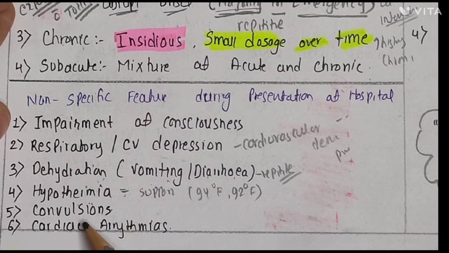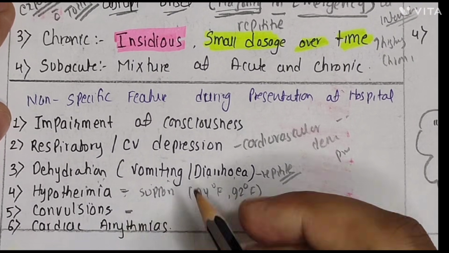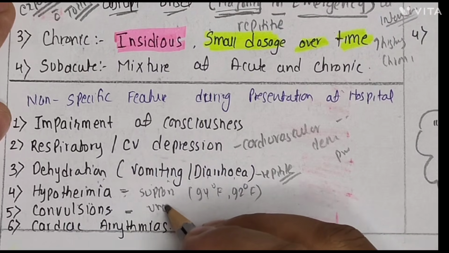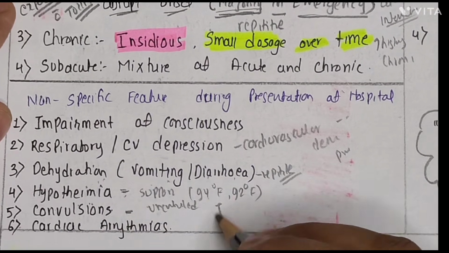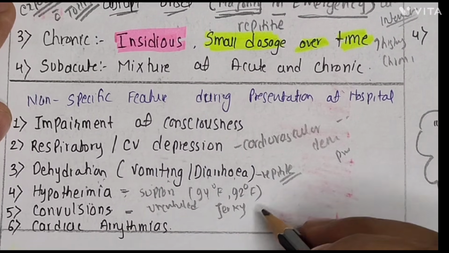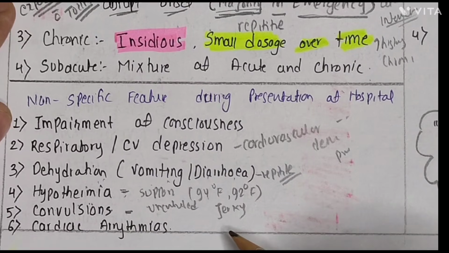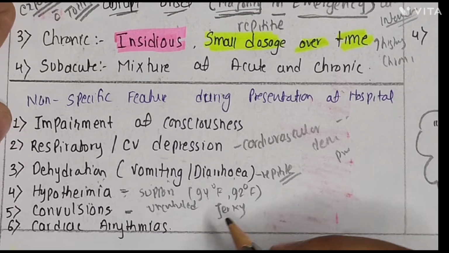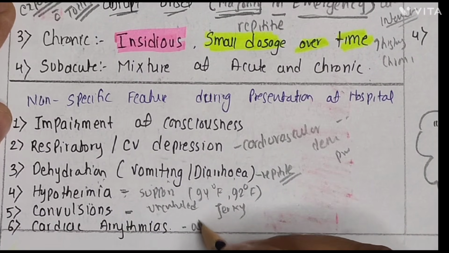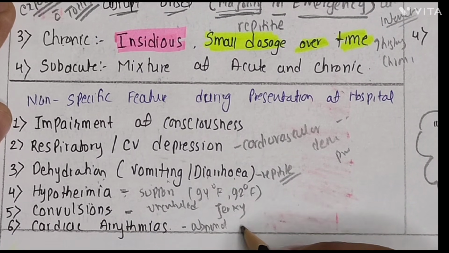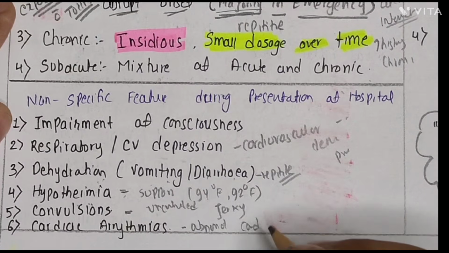Then similarly, another condition may be convulsions. Convulsions are nothing but uncontrolled jerky movements. Here, the skeletal muscles have jerky movements. This condition is known as convulsions. Then similarly, another symptom is cardiac arrhythmia. It's like an abnormal cardiac rhythm. So this condition is known as cardiac arrhythmia.